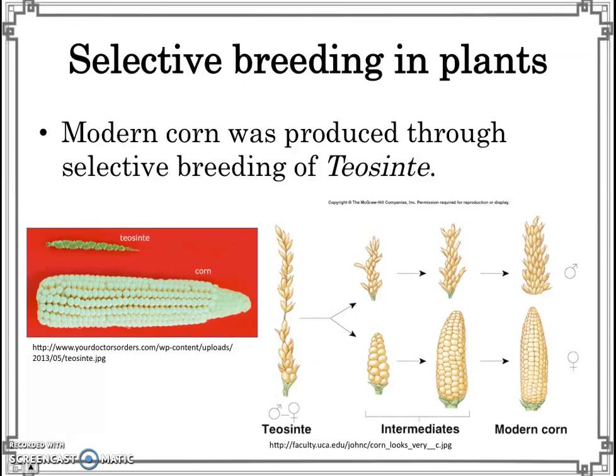Modern corn was produced through the selective breeding of a plant called the Theosinte. So here's Theosinte, and originally it looks kind of like this, nothing like our modern day corn. But what happened was that people selected increasingly for those varieties with a greater number of seeds, fleshier seeds, and over time you get the modern corn. Right, so every generation they would pick the one with more seeds, fleshy seeds. They'll self-fertilize, and then eventually they get the modern corn.